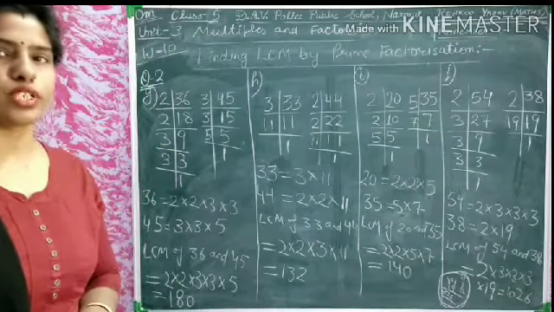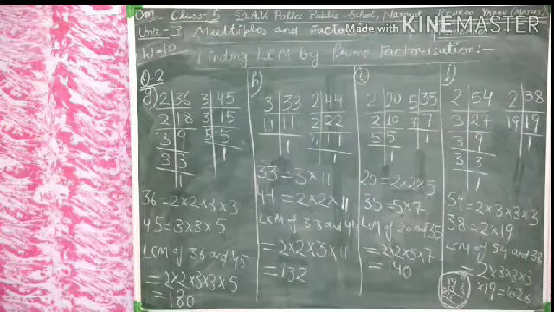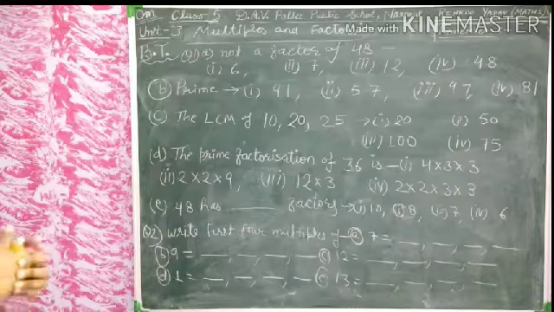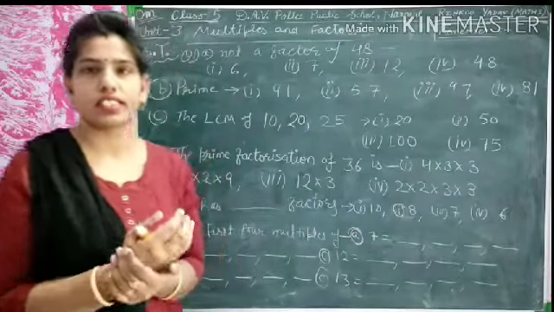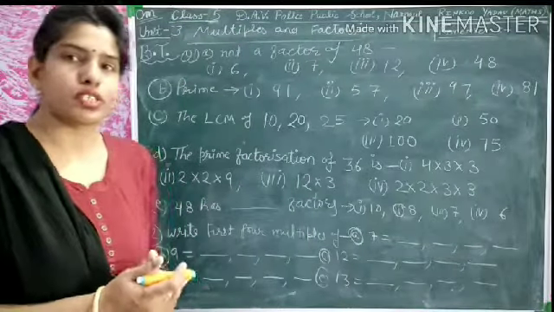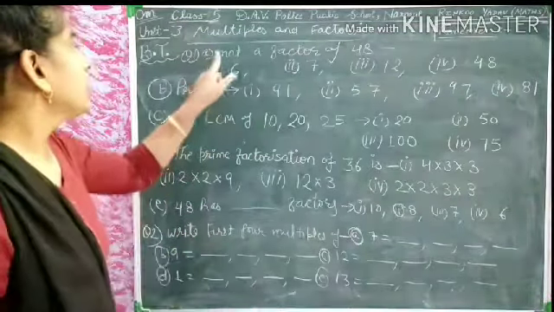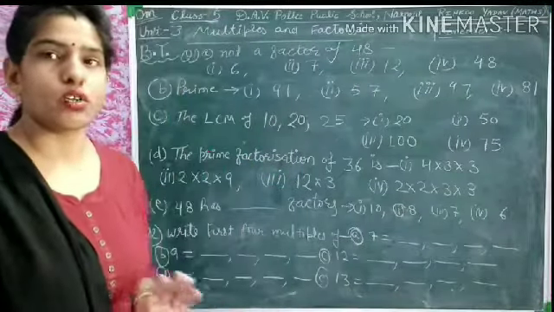Now we will do the brain teasers exercise. Let's do. So students, there is the brain teasers exercise. In it, there is the question number 1, and in question number 1 there are optional questions. So we will do it here. In the first question, not a factor of 48. Let's try to find the factors of 48 first.